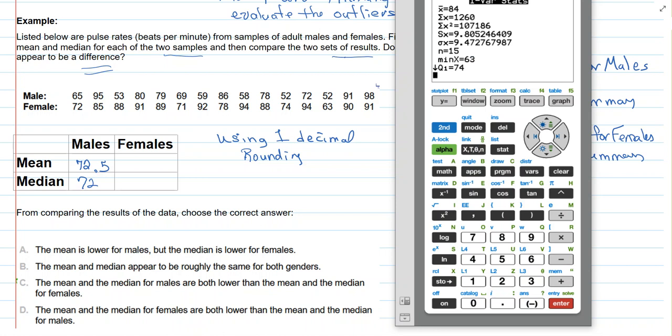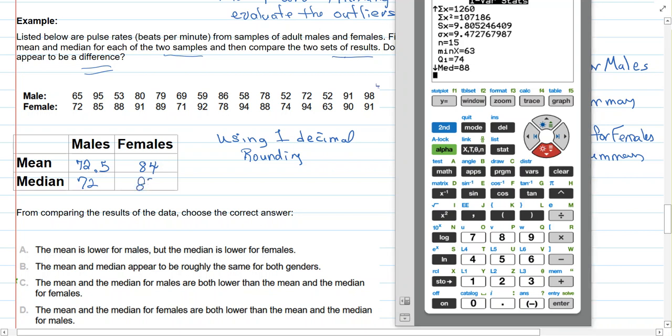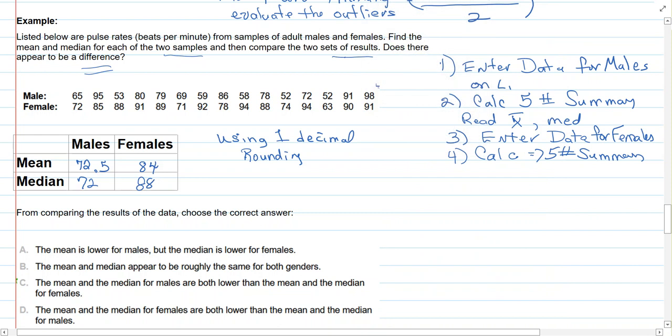And I read the X bar is 84. And the median is 88. Okay. So we noticed that the males are closely related and the females aren't too bad either. In other words, the mean and the median are pretty close as well, but not as good as the males. But they talked about difference.